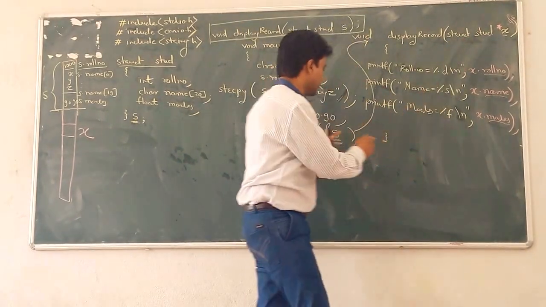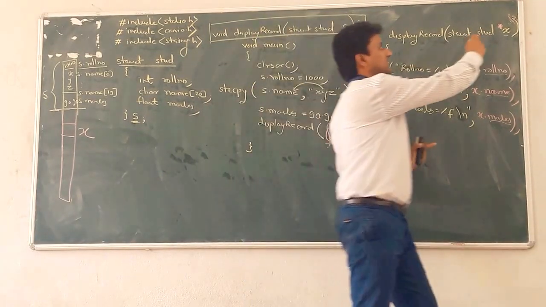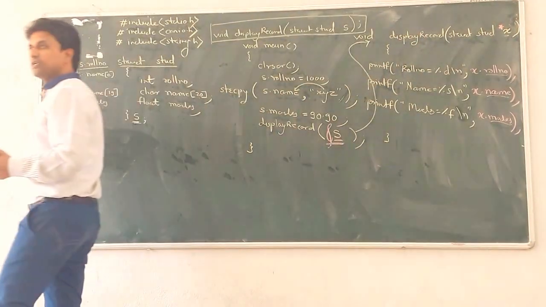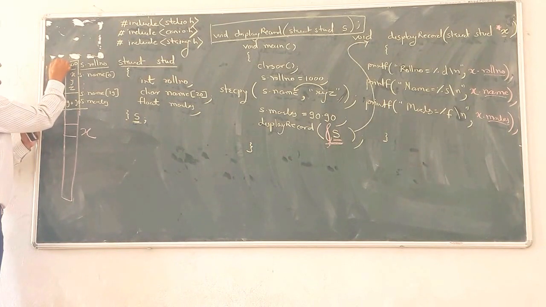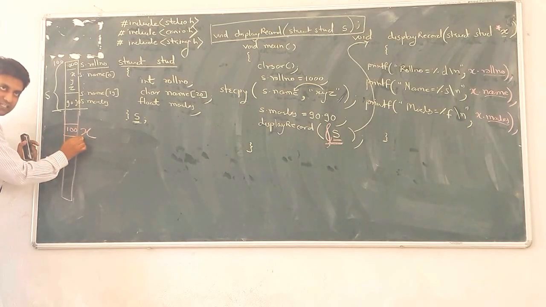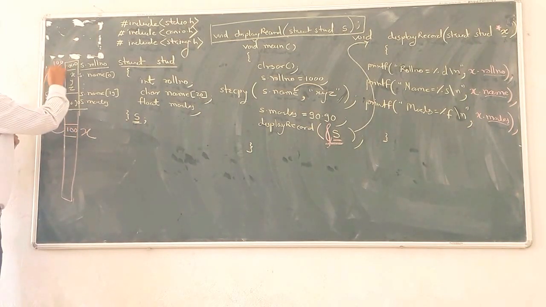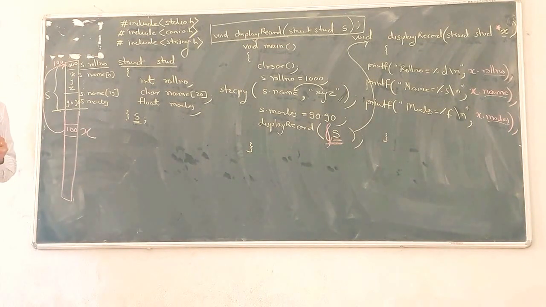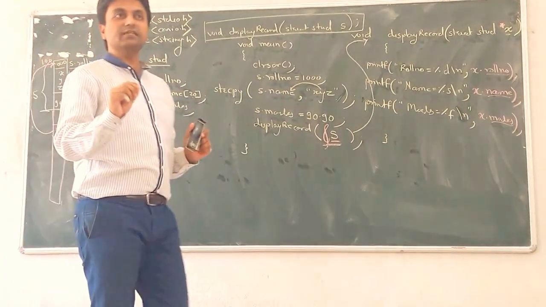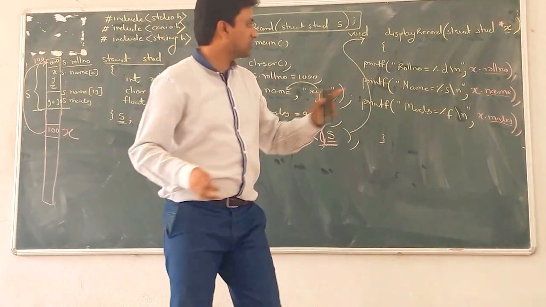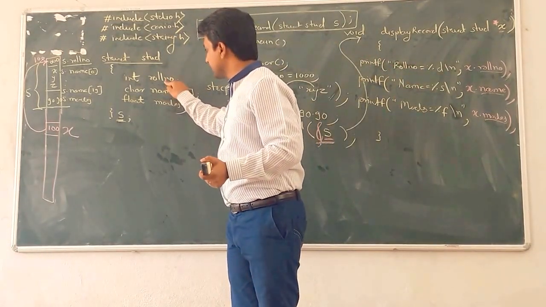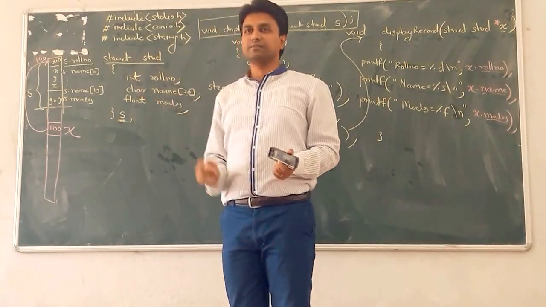Pointer x now has the address of s assigned at run time. Suppose s has base address 100. So this 100 is stored in the x variable. Because it is a pointer type, it points to this 100 location in RAM. Clear? Now, using the structure pointer, we have to access the structure data members, but we use the arrow operator.